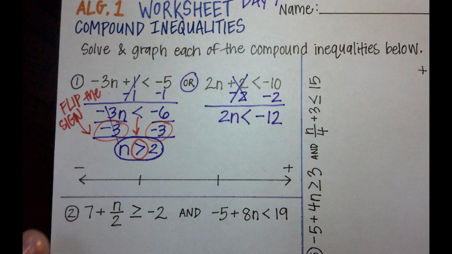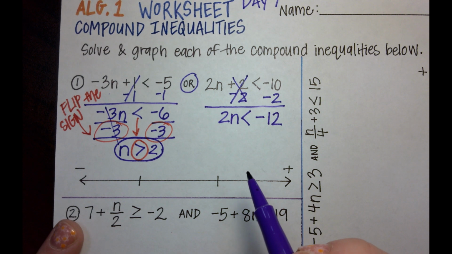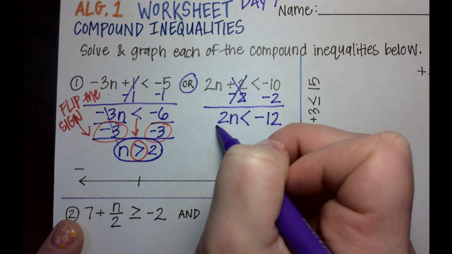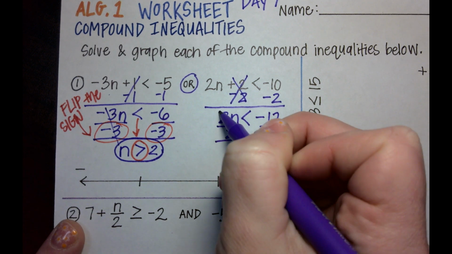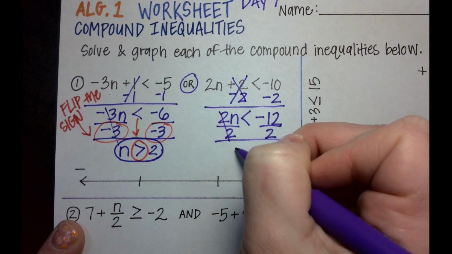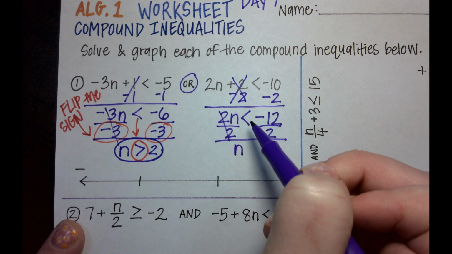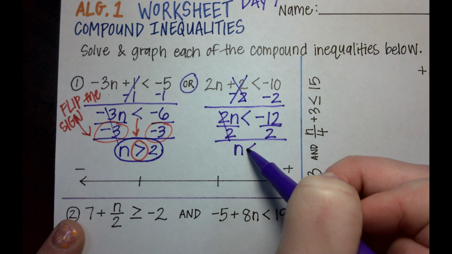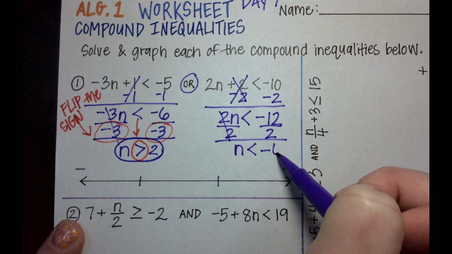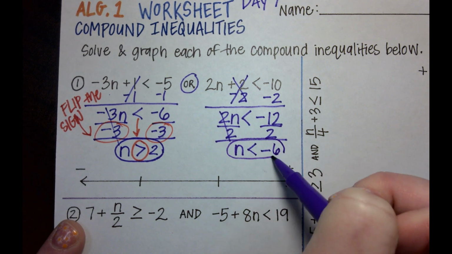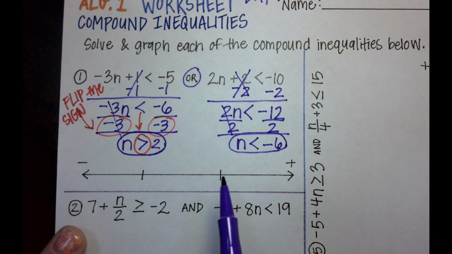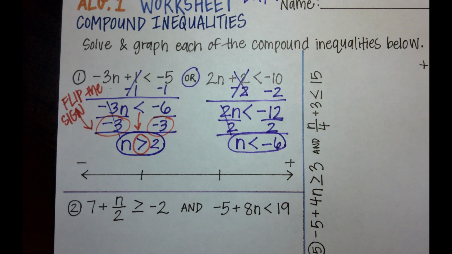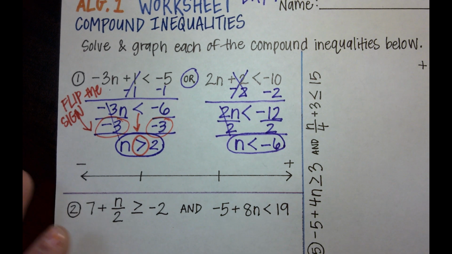So what do I do next? Divide by 2 on both sides. Good. My 2's will cancel. n is less than negative 6. So do we need to do any sign flipping on this second one? No. Why not? Because you didn't divide by a negative. No, we did not divide by a negative here or multiply by a negative, so that sign doesn't change.